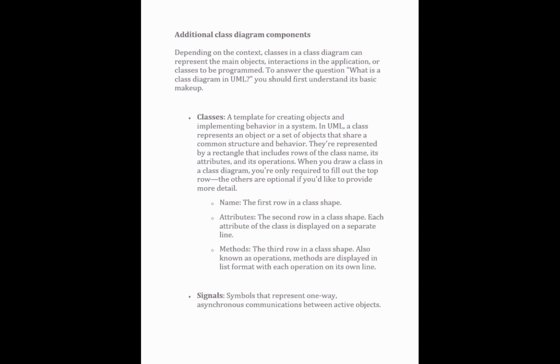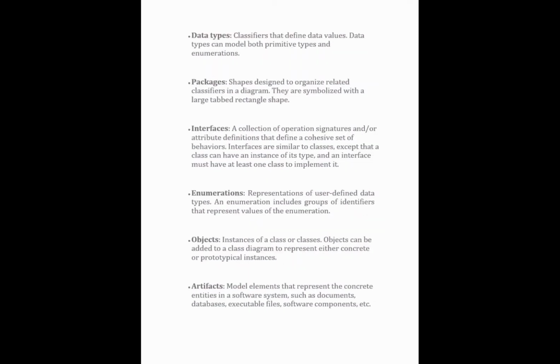Name, the first row in a class shape. Attributes, the second row in a class shape. Each attribute of a class is displayed on a separate line. Methods, the third row in a class shape, also known as operations. Methods are displayed in list format with each operation on its own line. So next component is signals, symbols that represent one-way, asynchronous communication between active objects.